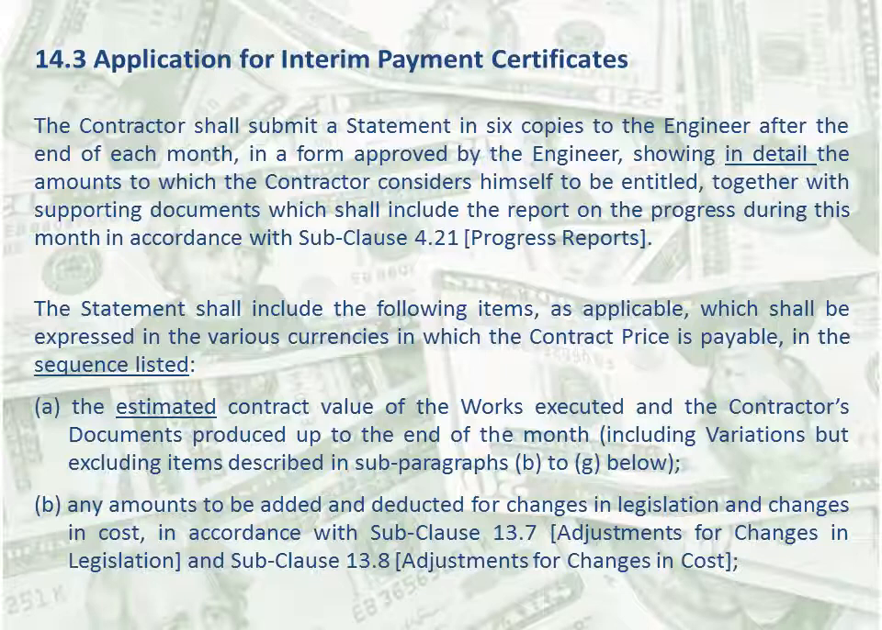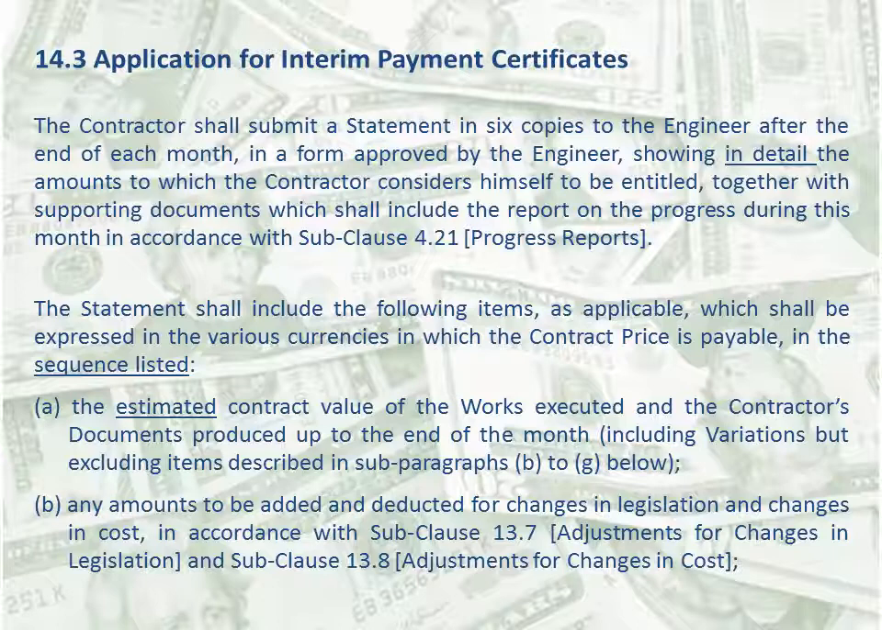Okay, let's see what FIDIC 99 says. In FIDIC 99, the relevant clause is subclause 14.3, which is application for interim payment certificates. The contractor shall submit a statement in 6 copies to the engineer after the end of each month in a form approved by the engineer, showing in detail the amounts to which the contractor considers himself to be entitled, together with supporting documents which shall include the report on the progress during this month in accordance with subclause 4.21, which is for the progress reports.